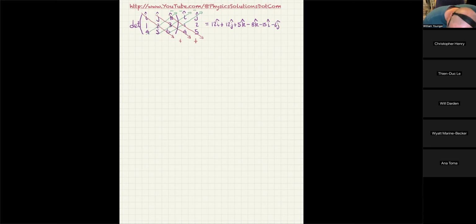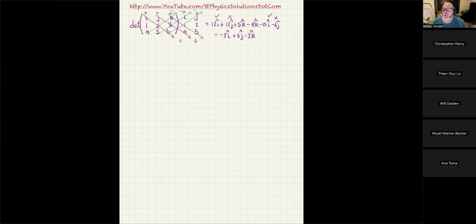Now we can combine like terms, and we'll see 12 i hat minus 15 i hat is negative 3 i hat. That takes care of that one and this one. 12 j hat minus 6 j hat gives me positive 6 j hat. That takes care of this one and this one. And then 5 k hat minus 8 k hat gives me minus 3 k hat. And you see that we got the same number again.